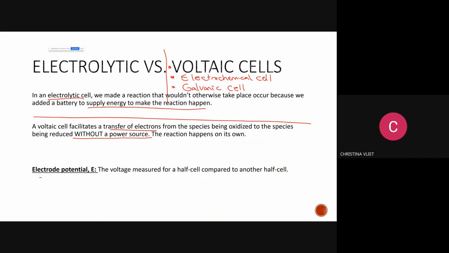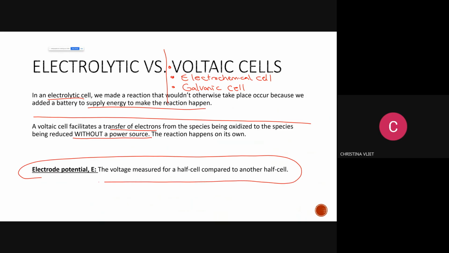And so electric potential is your first thing you need to be aware of. We call this E, capital E. So whenever you see a number and it says capital E, this is called electric potential. And this is an amount of voltage measured for a half cell compared to another half cell. And the values that you're going to be given are always going to be compared to something called the SHE, the standard hydrogen electrode. And the reason why all the values you're going to be given are compared to hydrogen is because hydrogen is going to be our baseline of 0. So everything's going to be either above 0 or below 0.